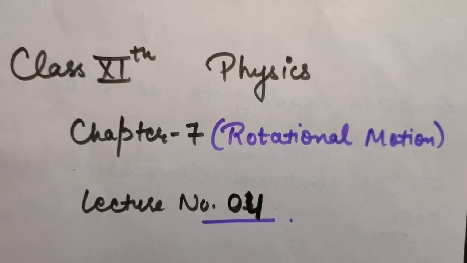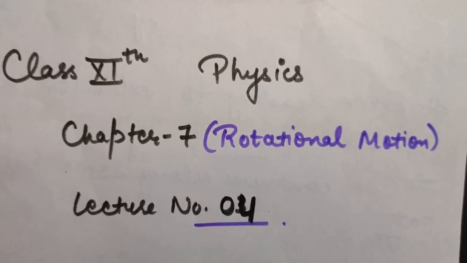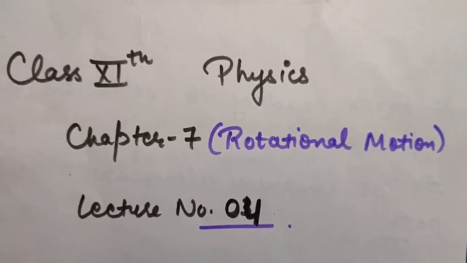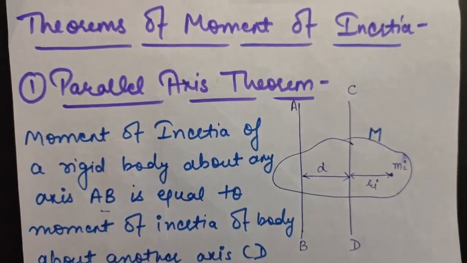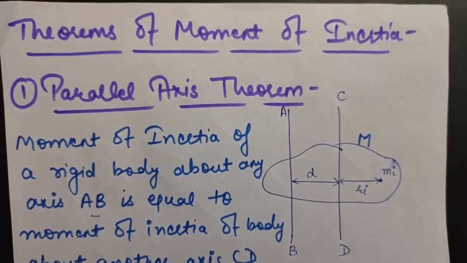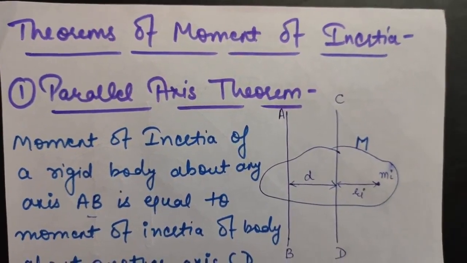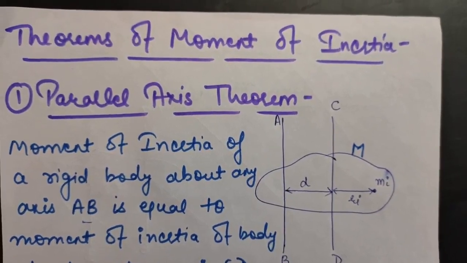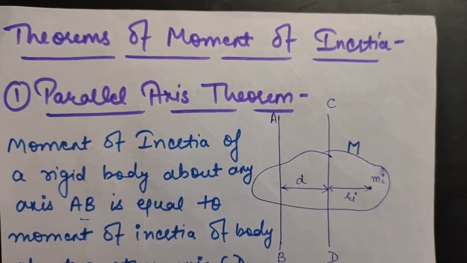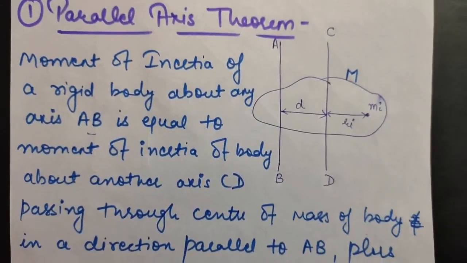Good morning students. So this is physics for class 11 students, chapter number 7, that is rotational motion, and lecture number 4. So today we'll be discussing the theorems of moment of inertia. Okay, and we have two theorems to calculate moment of inertia about different axes. First is called parallel axis theorem and second is called perpendicular axis theorem. Okay, so first of all let us discuss parallel axis theorem.